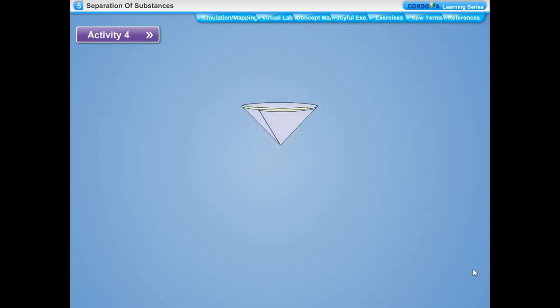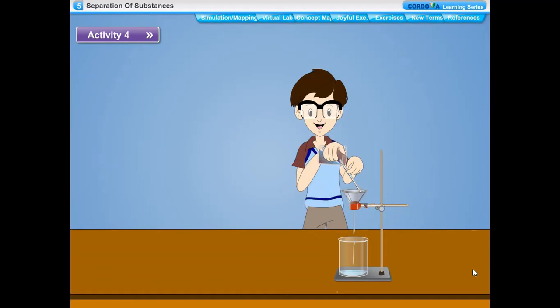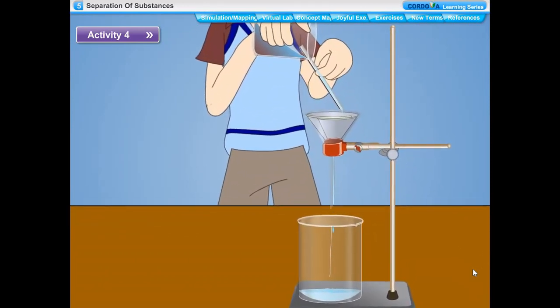Place this filter paper cone in a funnel. Now, clamp the funnel containing the filter paper on an iron stand. Keep an empty beaker below the funnel. Pour the muddy water slowly into the cone using a glass rod. The clear water passes through the filter paper and collects in the beaker kept below the funnel.